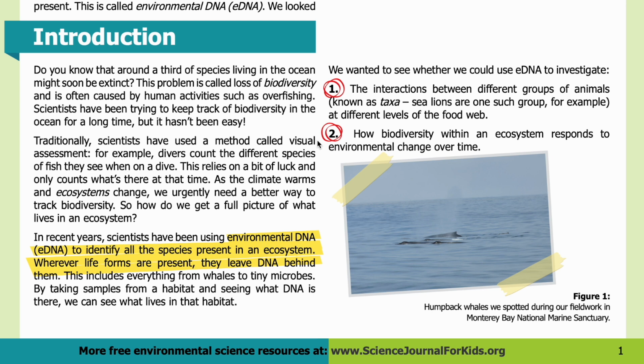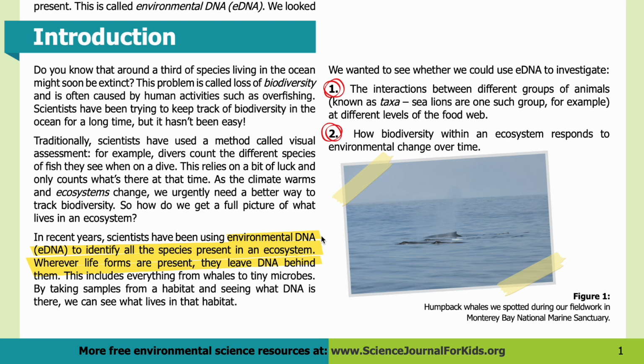Traditionally, scientists have used a method called visual assessment. For example, divers count the different species of fish they see when on a dive. This relies on a bit of luck and only counts what's there at the time. As the climate warms and ecosystems change, we urgently need a better way to track biodiversity. So how do we get a full picture of what lives in an ecosystem?